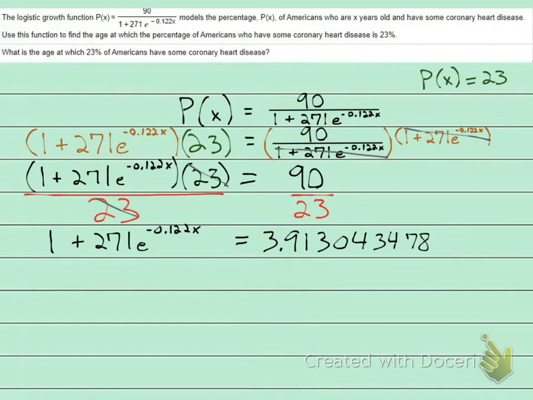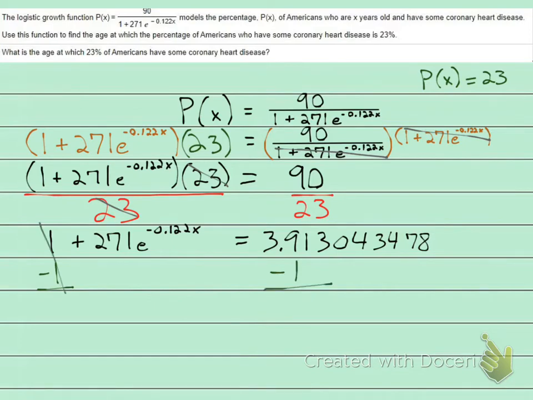So continuing on to get my x by itself, the next thing I'm going to do is get rid of this plus 1. How do we get rid of a plus 1? Well, we are going to subtract 1 from the left-hand side of the equal sign and subtract 1 from the right-hand side of the equal sign.